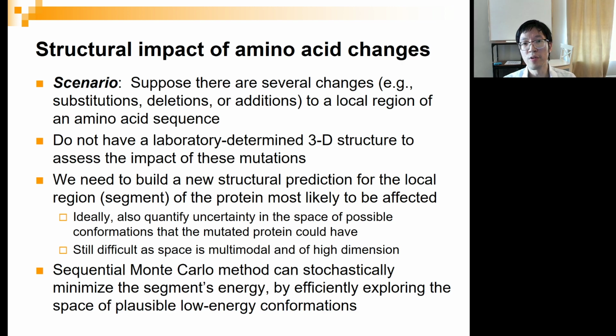Remember in the picture I showed you several slides ago, we were talking about the energy landscape. Remember, the protein tends to stabilize in a low energy conformation. This is a methodology which we can apply to help find plausible low energy conformations. So that's how it's related to the energy landscape that I showed you earlier.